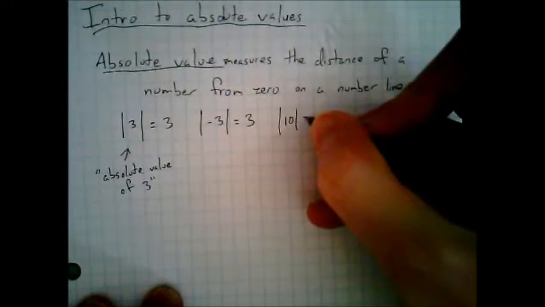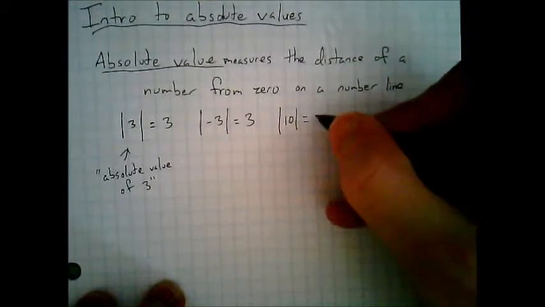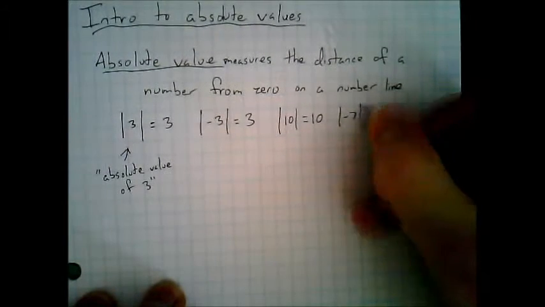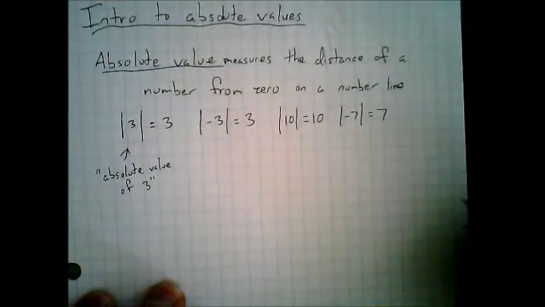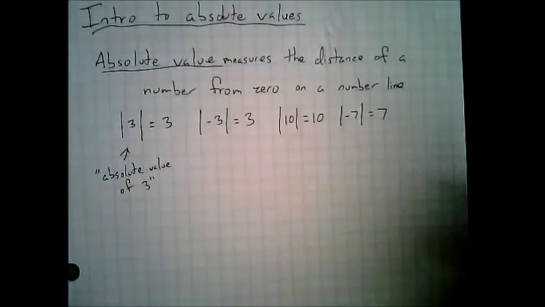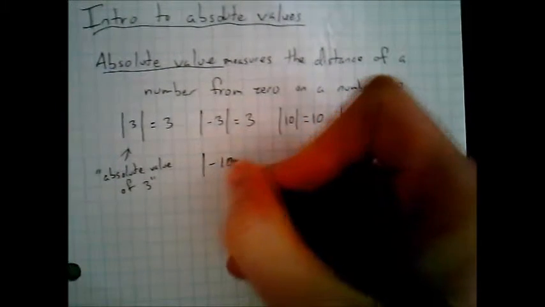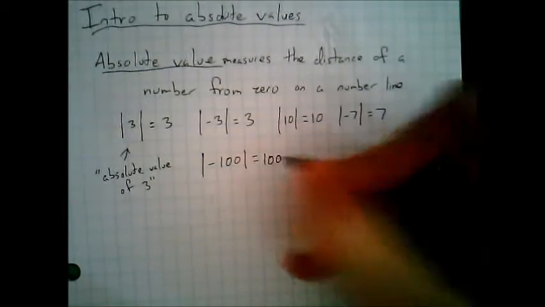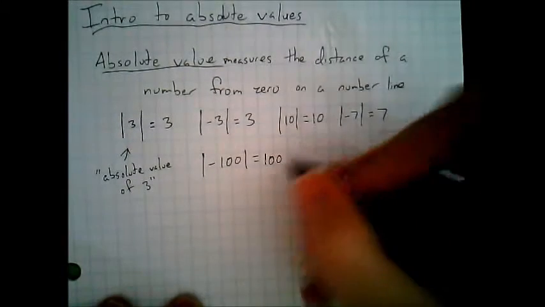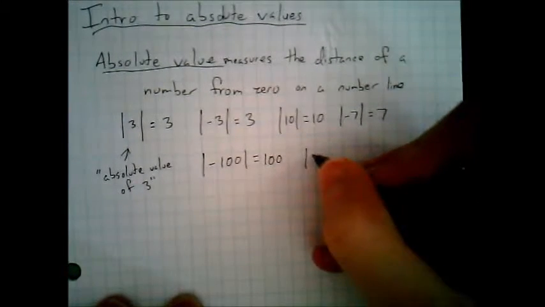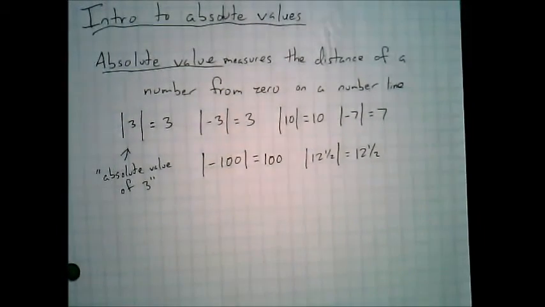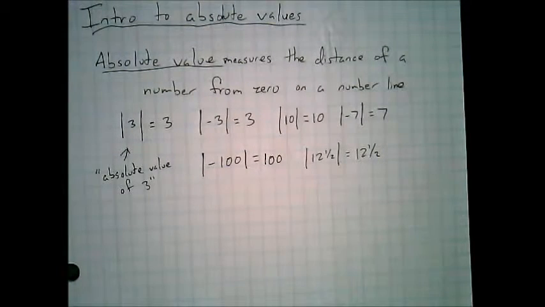The absolute value of 10 is 10, because 10 is 10 units away from 0 on the number line. The absolute value of -7 is 7, or +7, because it's 7 units away from 0 on the number line. Absolute value is very easy. The absolute value of -100 is simply +100, because it's 100 units away from 0 on the number line. The absolute value of 12.5 is 12.5.